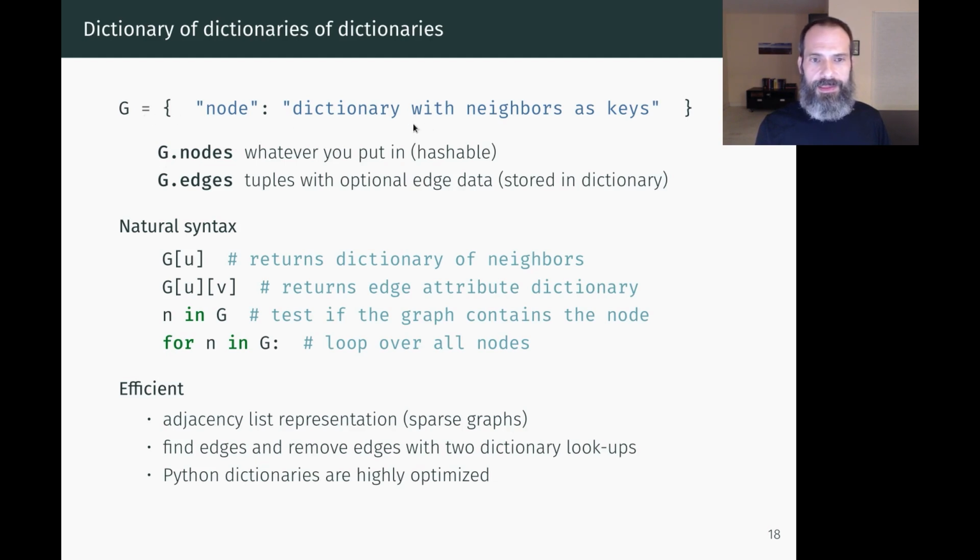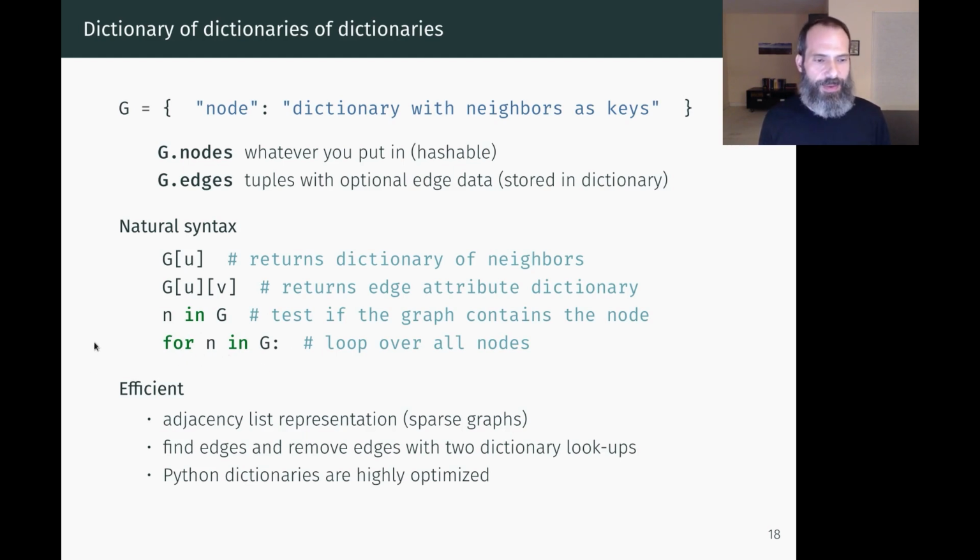And this is going to be a dictionary with its neighbors as keys. So it has a very natural syntax. If there's a node U in the graph, then G[U] returns a dictionary of U's neighbors. And if V is a neighbor of U, then G[U][V] is going to return the edge attribute dictionary of the edge UV. We can also ask, is N in G, to test whether the graph G contains the node N. And we can also loop over all of the nodes in G just by saying for N in G.